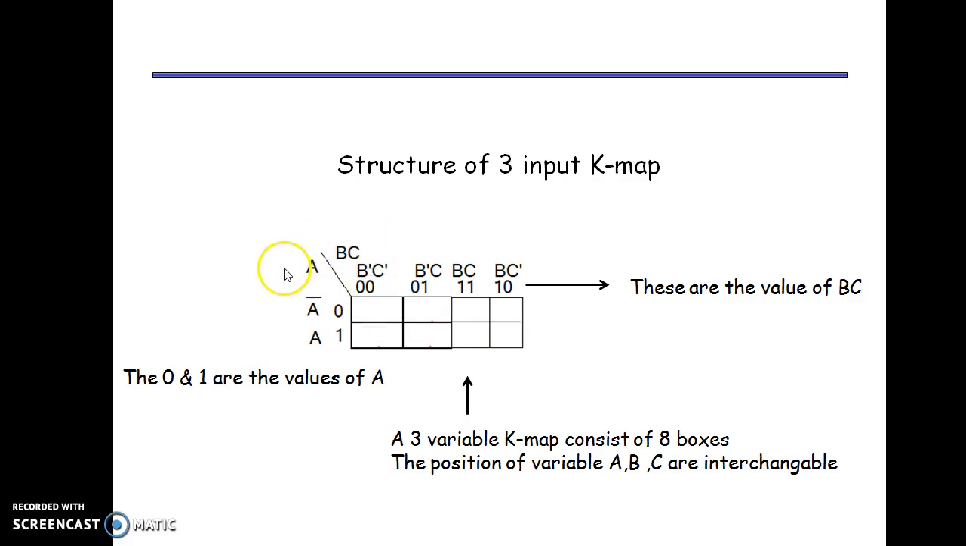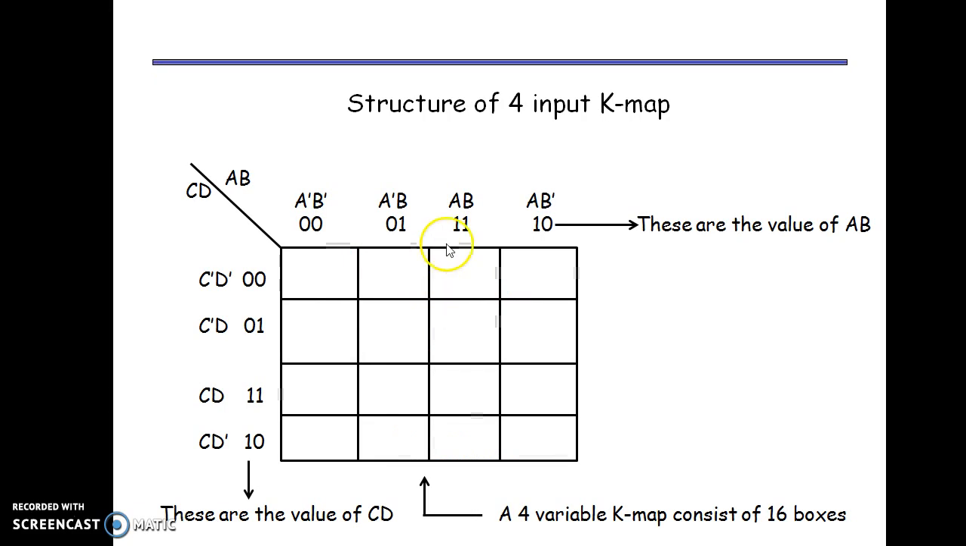However, it is not necessary to put A, B and C like that. The position of the variables or inputs may be interchangeable. We can put A and B here and C also. So these are the values of B, C. In the next slide we will see the structure of the 4 input K-map.